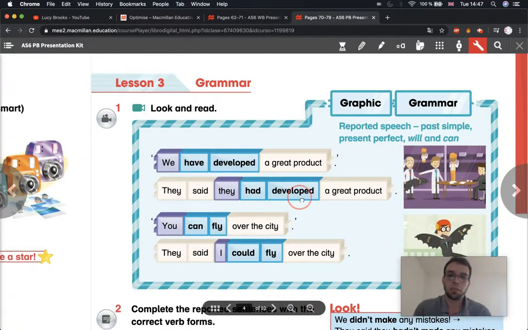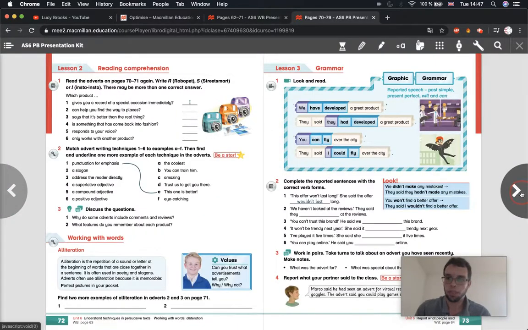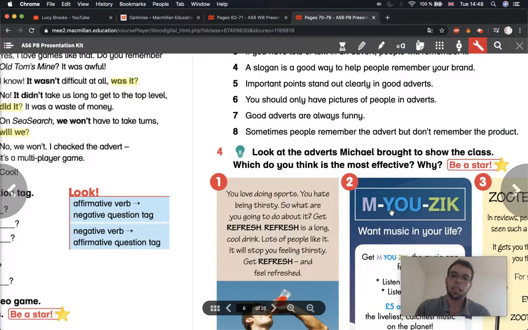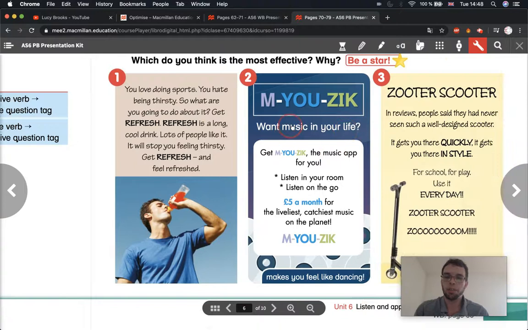All right, so we're going to go back to our pupils book. All right, go back to the page 75 here. And here we've got 3 adverts here. All right, 3 adverts. So it looks like one advert for a drink, energy drink. An advert for a music app, or an advert for some sort of scooter.